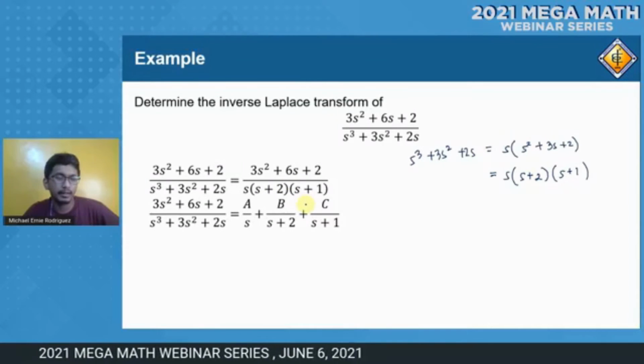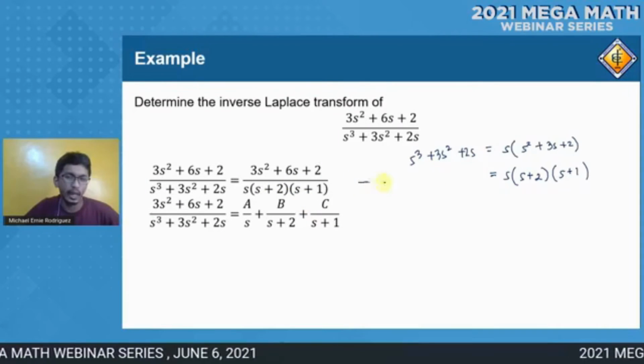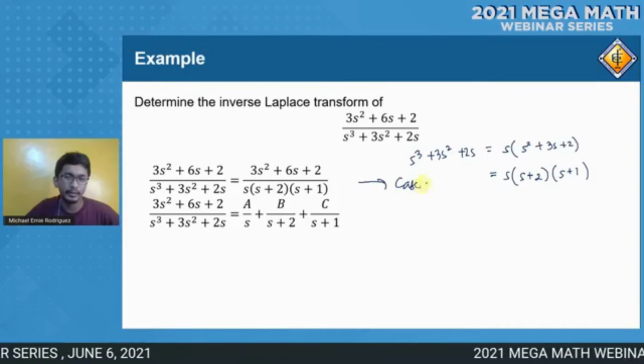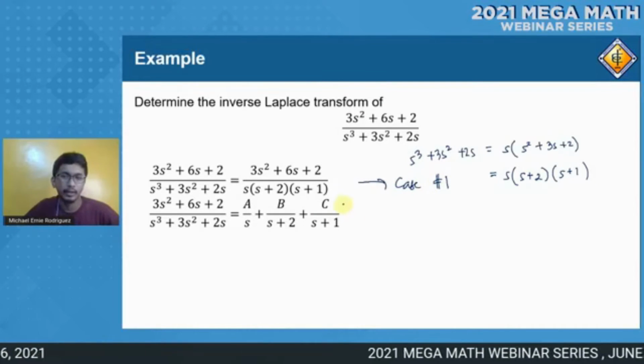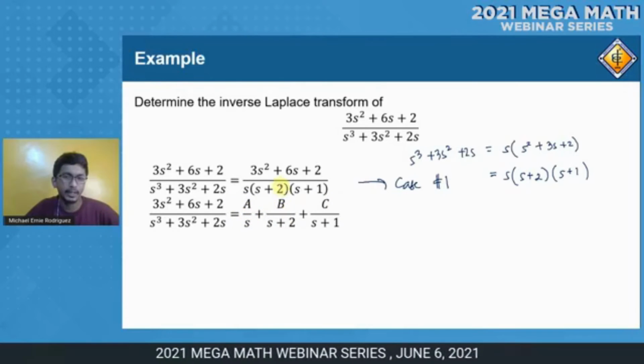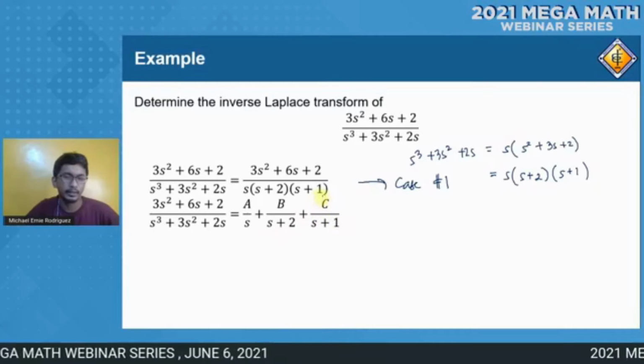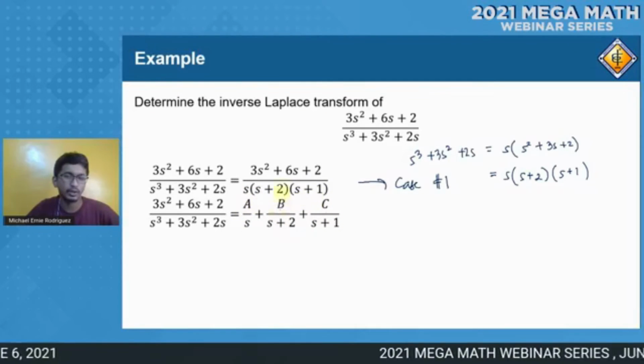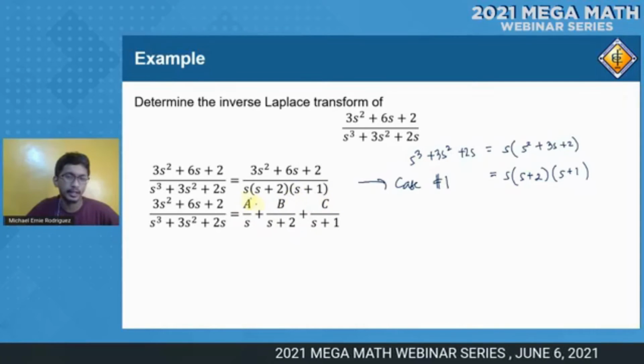And then this is case number 1. Okay, that is case number 1. So we have A over S plus B over S plus 2 plus C over S plus 1. And then apply natin yung concepts on partial fraction to solve for these constants A, B, C.